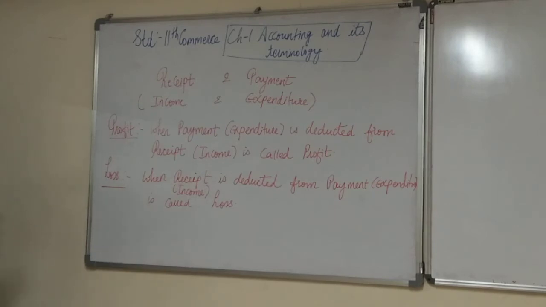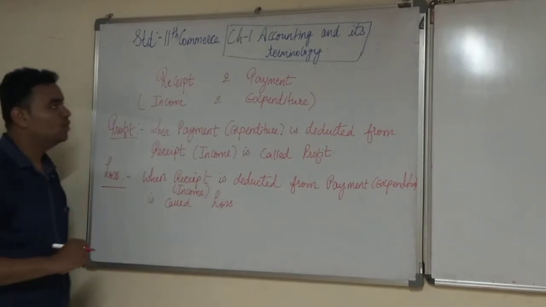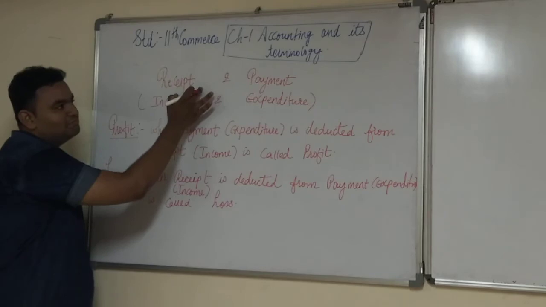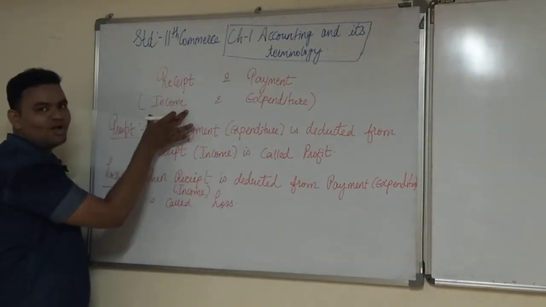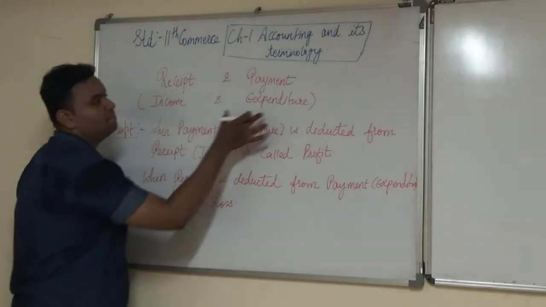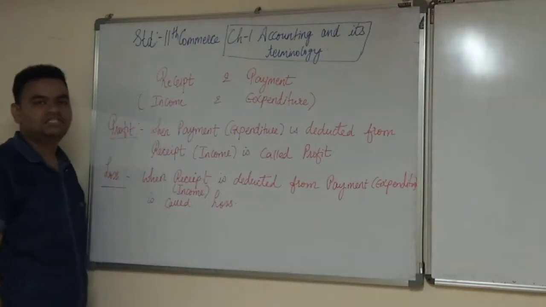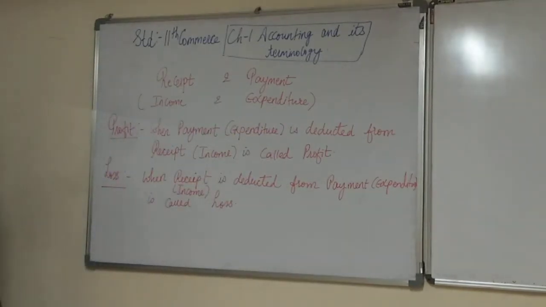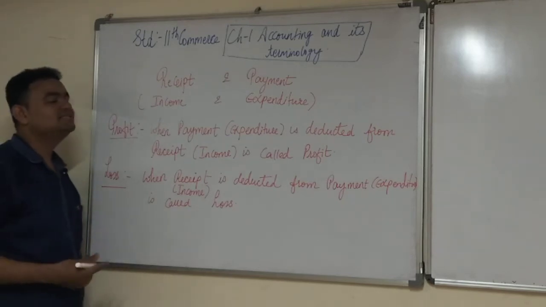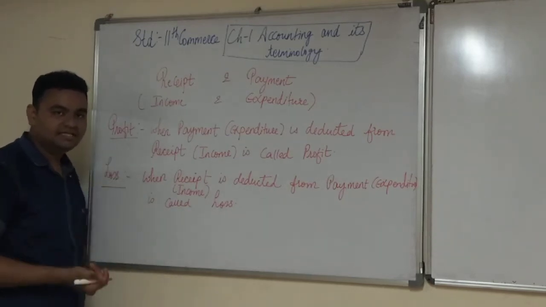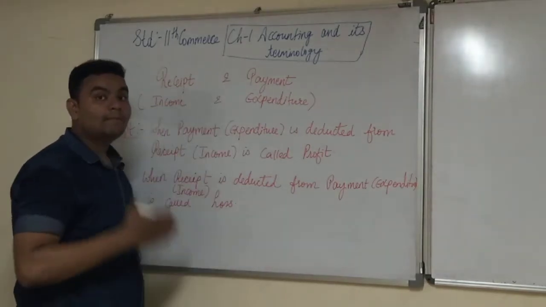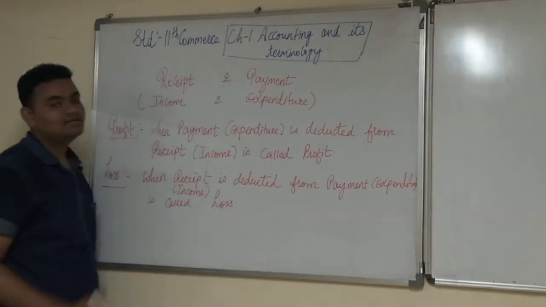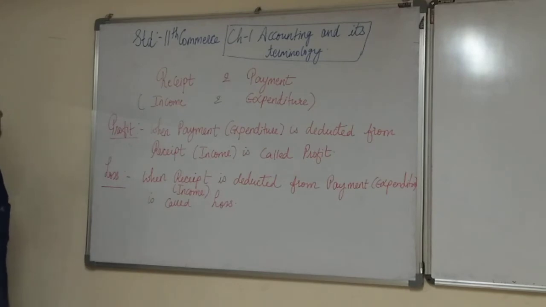We'll just have a definition over here: receipt and payment. Now, receipt is called an income and payment is called an expenditure, right? Wherever there is a receipt, income is generated. That is called an income, that is our income. Payment, what you are paying, that is an expenditure, right?